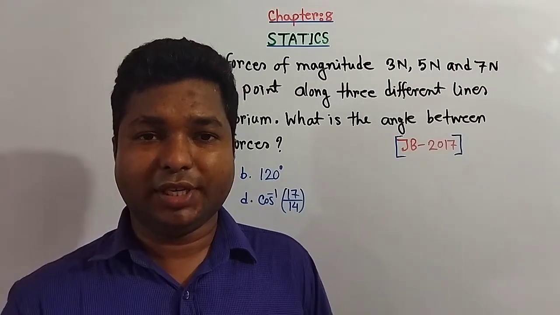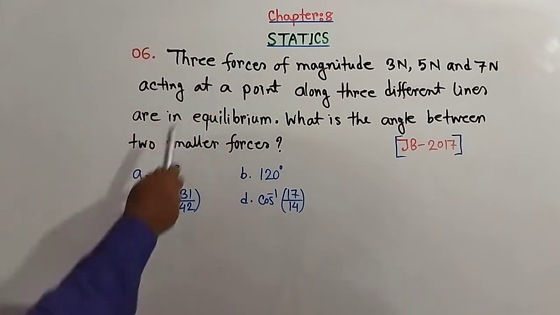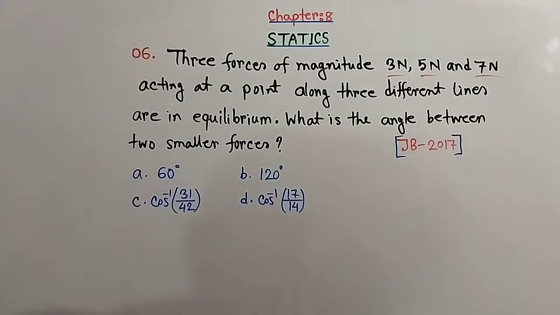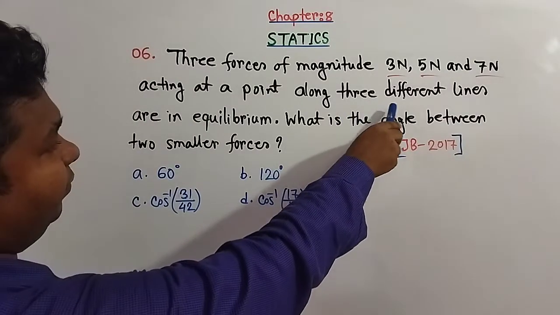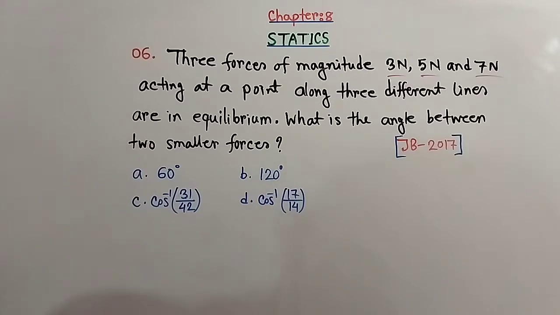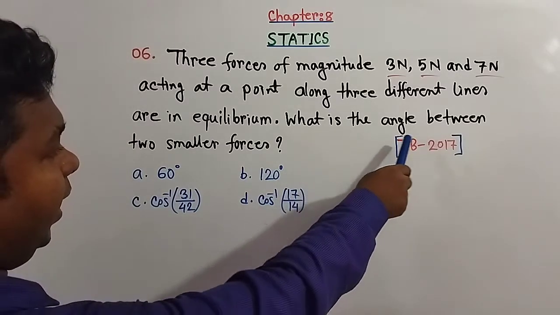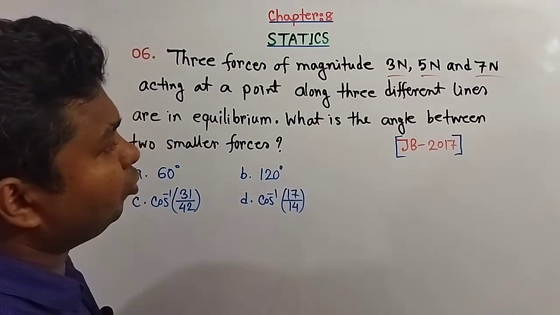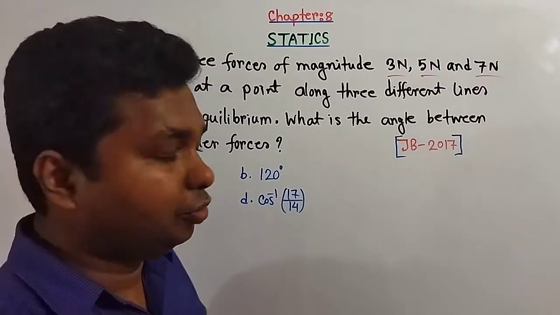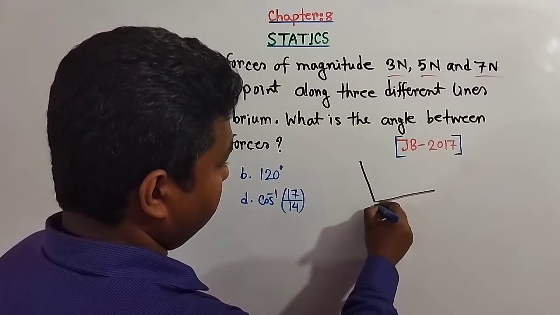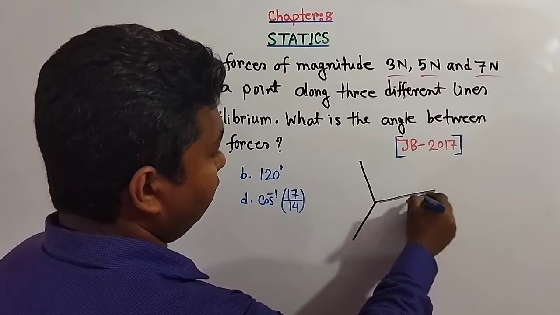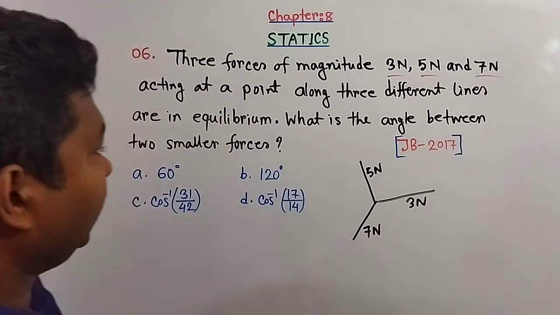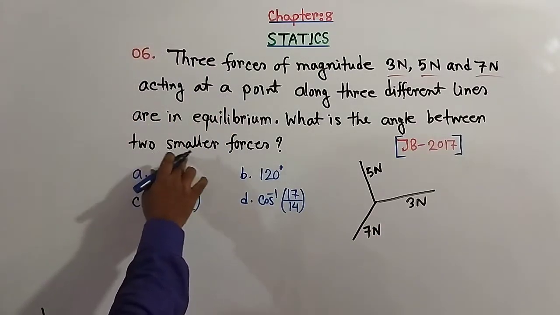Now our next question, question number 6. Three forces of magnitude 3 Newton, 5 Newton and 7 Newton acting at a point along three different lines are in equilibrium. Then the question is, what is the angle between the two smaller forces? Here the given forces are 3 Newton, 5 Newton and 7 Newton. So let this one be 3 Newton, this one 5 Newton and this one 7 Newton. We have to find the angle between the two smaller forces.